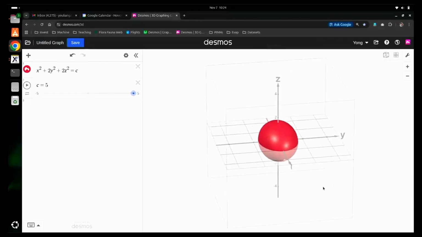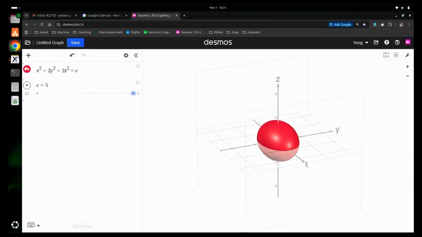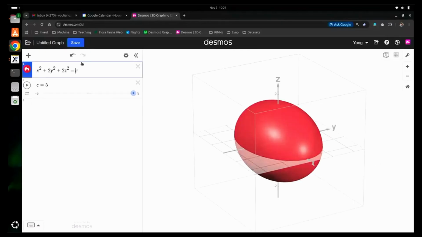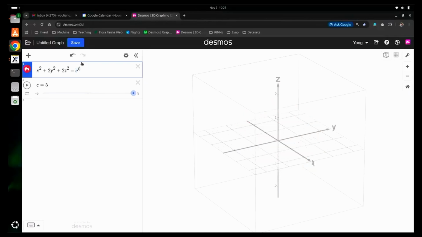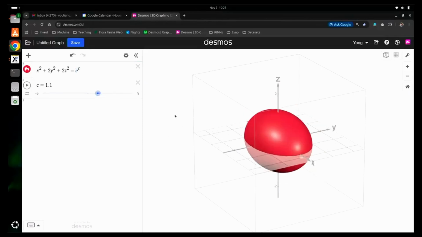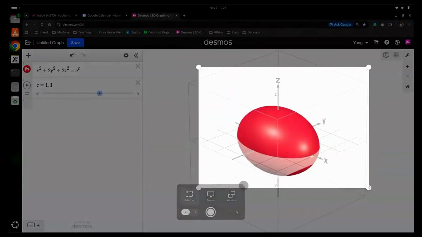Okay, so if it's x squared, y squared, z squared here, with no 2, then it will be a sphere. e to the c doesn't matter. e to the c is just another constant. You can put e to the c, then it will be super big. So this c can be anything. So this is how the ellipsoid looks.